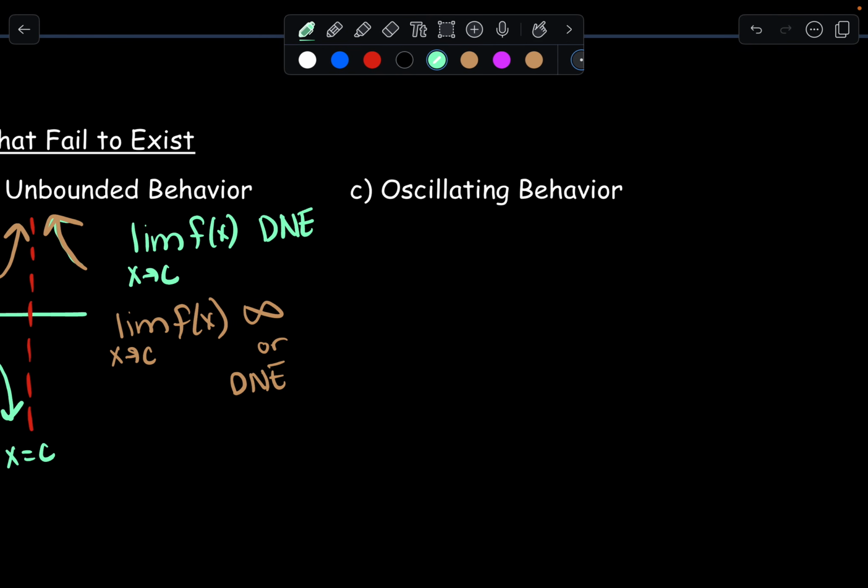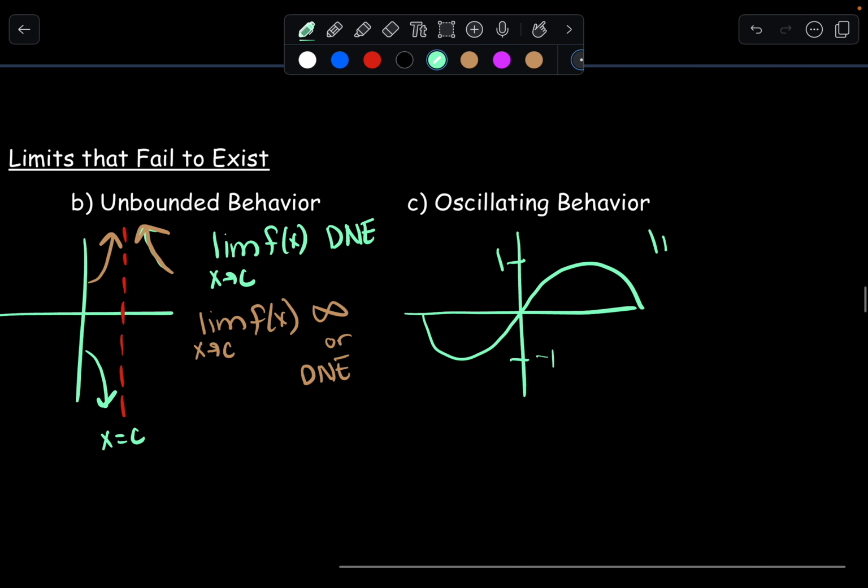Oscillating behavior, I had a good question about this in class as well, and I'm going to try and research it a little bit more. However, we use sine. Sine oscillates between -1 and +1, all right? And because of this oscillating behavior, the limit is not approaching a single, individual y value, all right? So this would be does not exist.